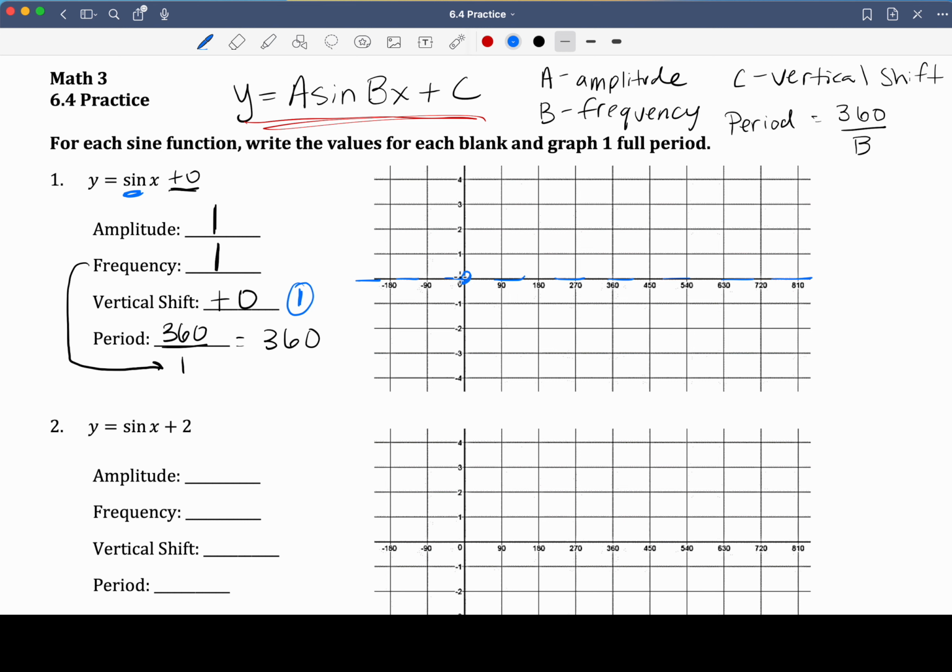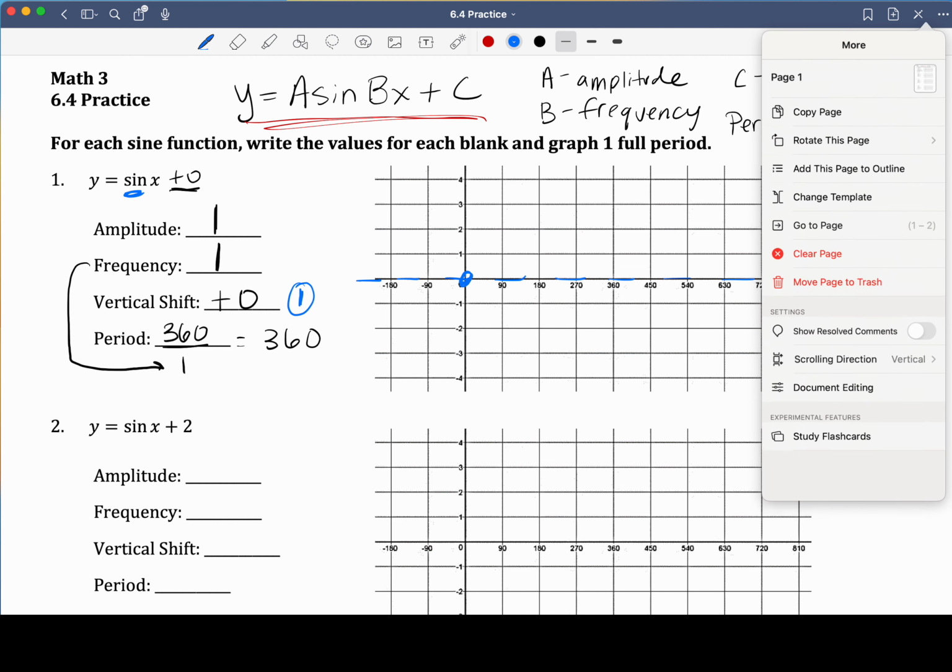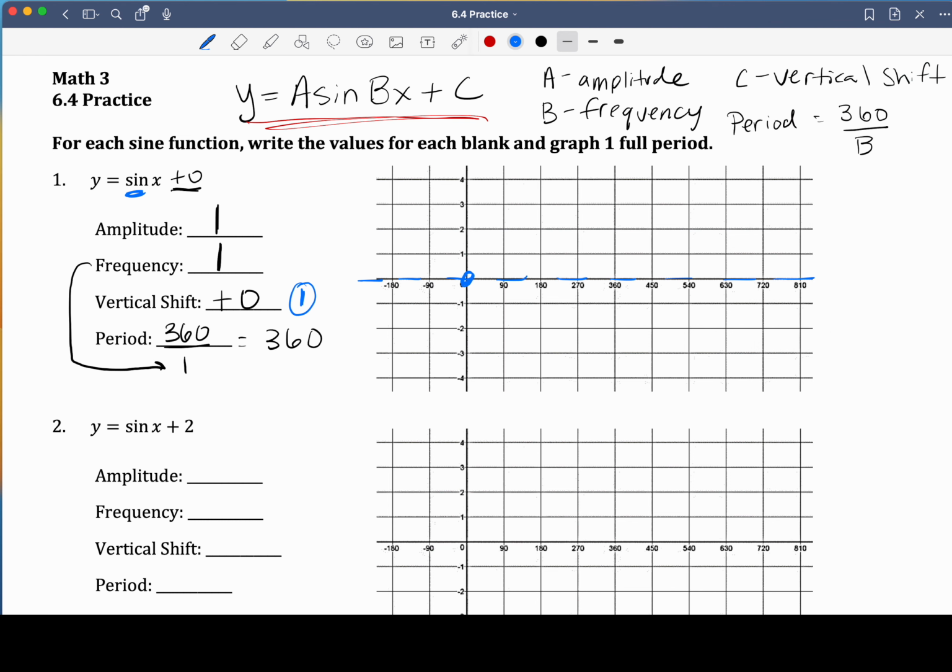Oh, sorry, I did not mean to do that. I cannot go back and undo, I don't think. Let me see here. Nope. Okay, so we're just going to roll with it. So I'll just use this color then. So here we have at 0, it's going to end at 360.